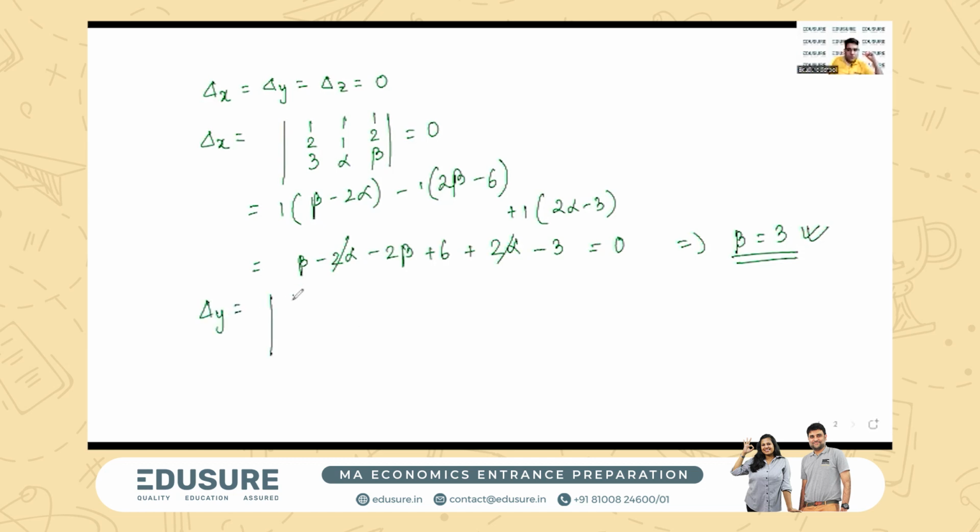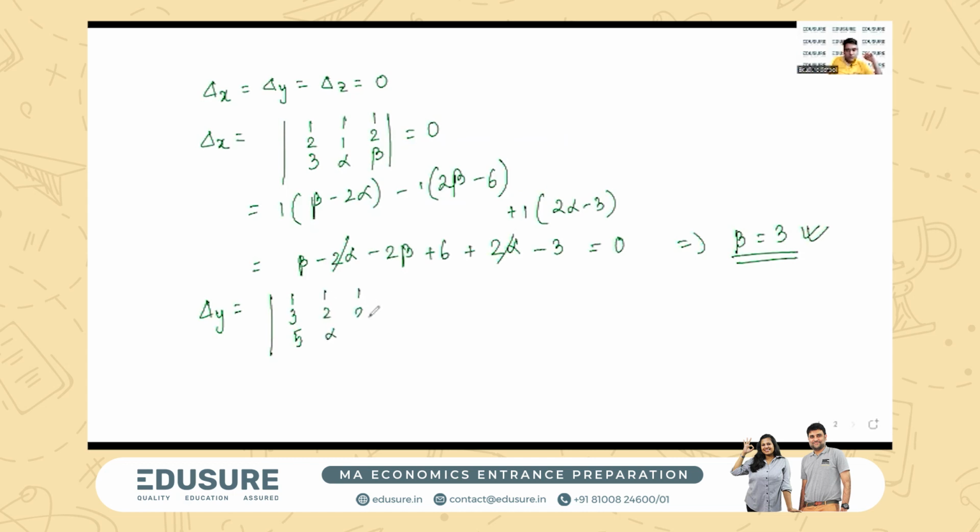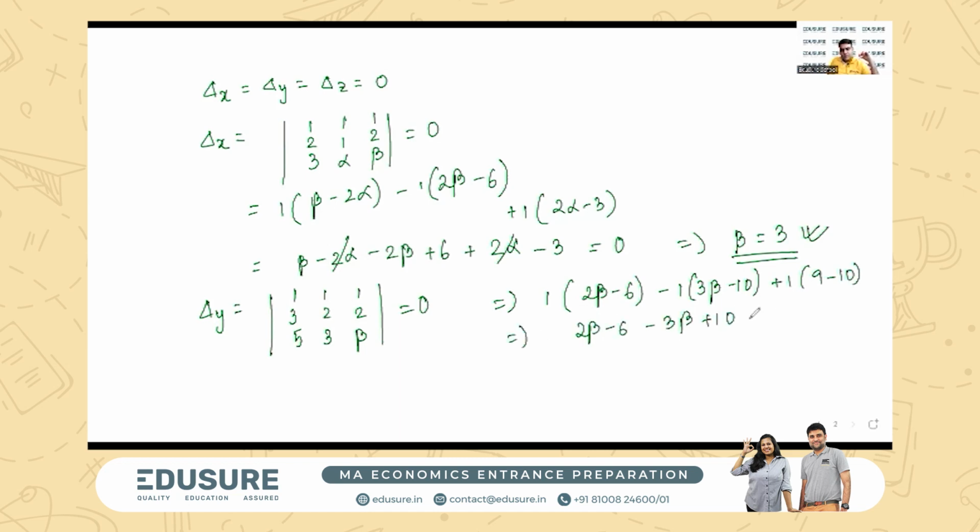Delta y is basically 1, 3, 5; 1, 2, 3; 1, 2, beta. This is equal to 0. Again, expand it: 2 beta minus 6 minus 3 times (beta minus 10) plus 1 times (9 minus 10), which is 2 beta minus 6 minus 3 beta plus 30 minus 5. Yes, this again gives me beta is equal to 3. So when beta is equal to 3, delta x is equal to 0 and delta y is equal to 0.